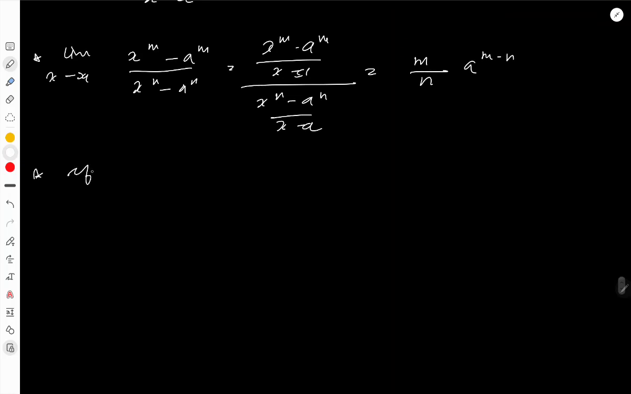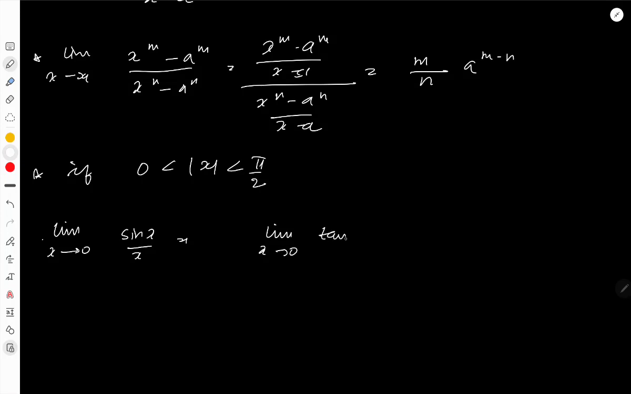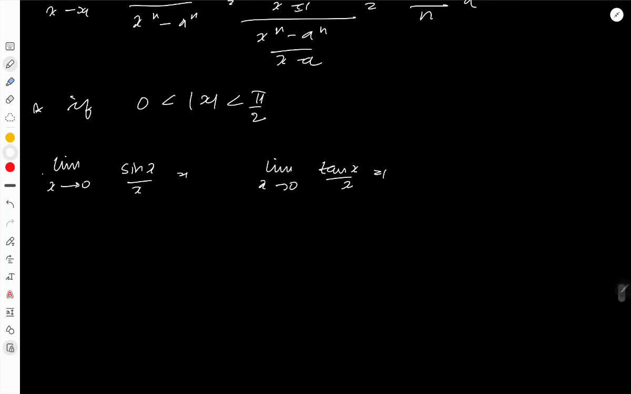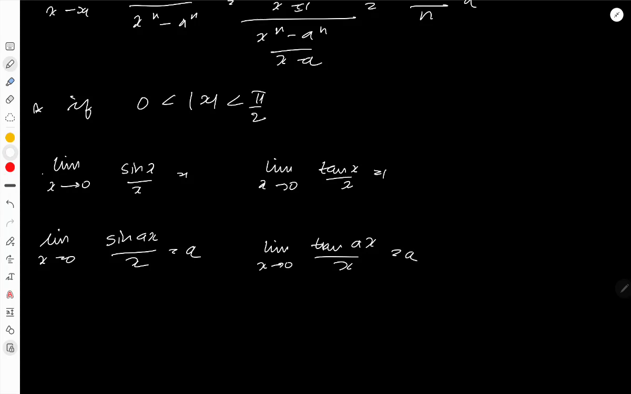And the third one is, if mod x is between 0 and pi by 2, that means x is in this range, then limit x tends to 0 sin x by x is equal to 1 and limit x tends to 0 tan x by x is equal to 1. And then we can write it as limit x tends to 0 sin ax upon x equal to a, while limit x tends to 0 tan ax upon x equal to a.